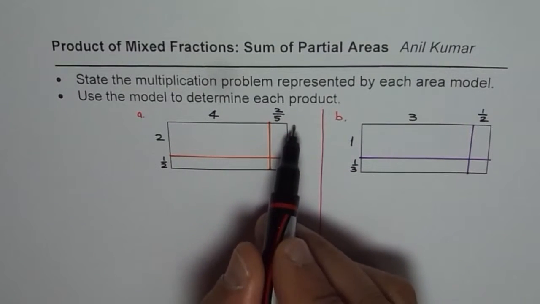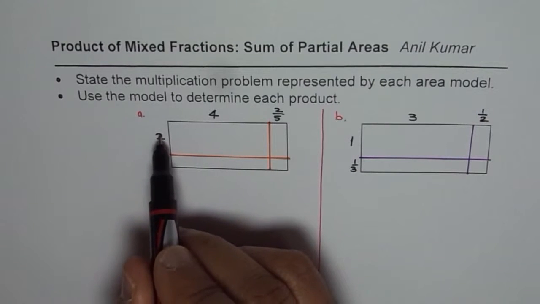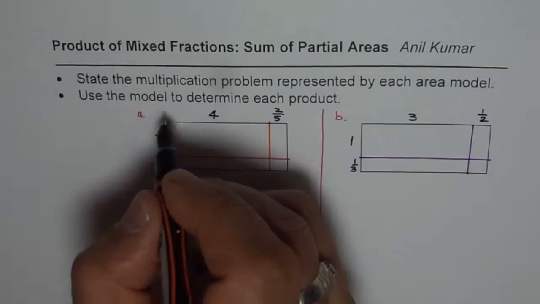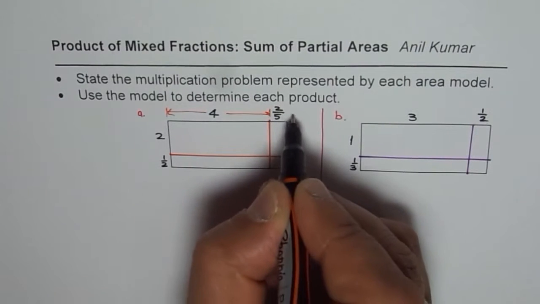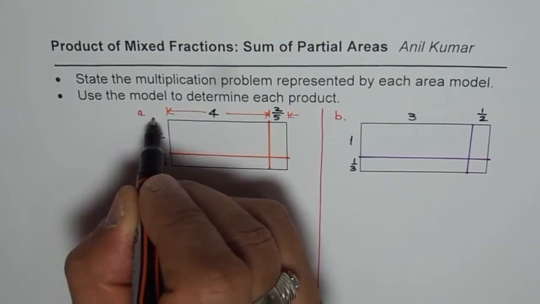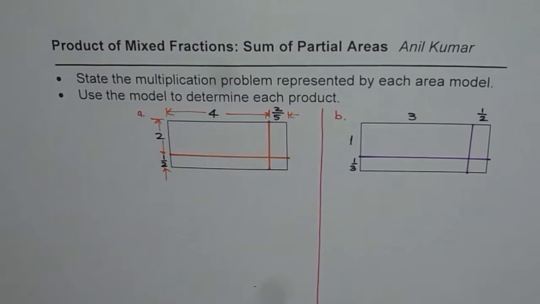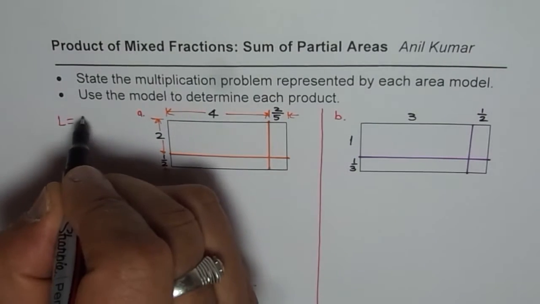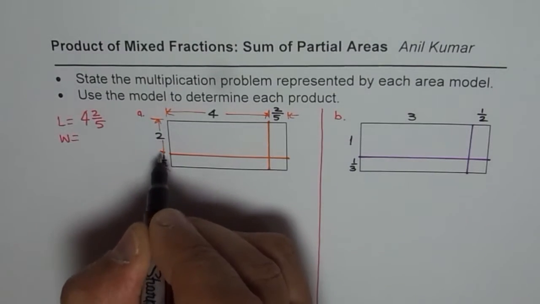So here we have a big rectangle whose sides are 4 2 over 5 and 2.5. Do you see that? So when I write like this, it really means that the dimensions of this particular rectangle are, this part is 4 and this part is 2 over 5, and here it is 2 and a half, correct? So what do we have? We have a rectangle whose length is equal to 4 2 by 5, and whose width is equal to 2.5.